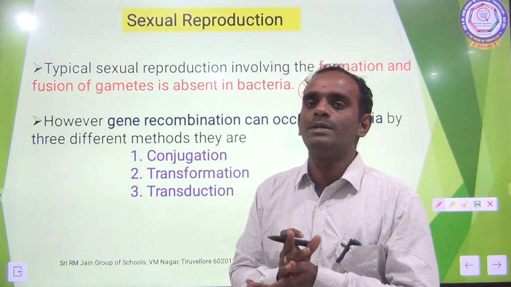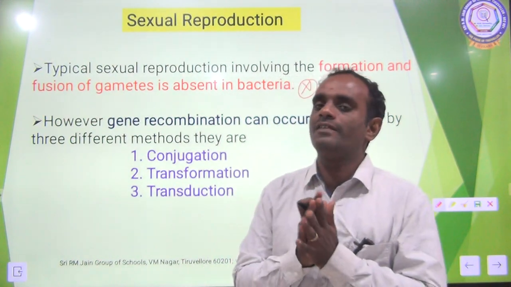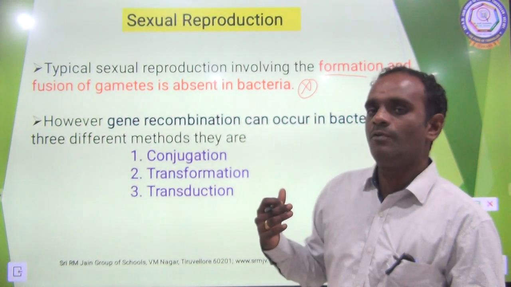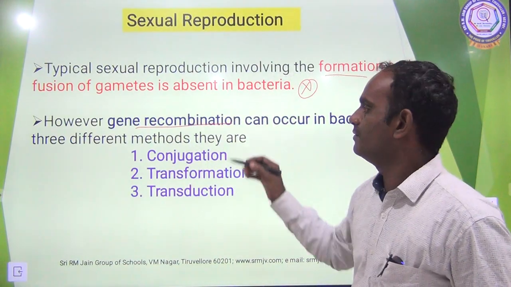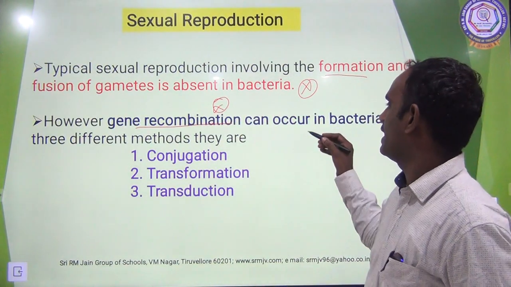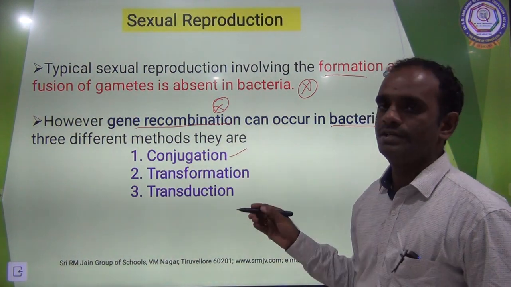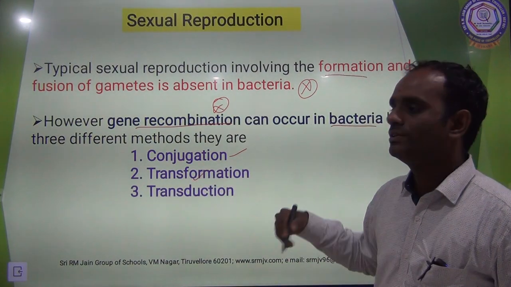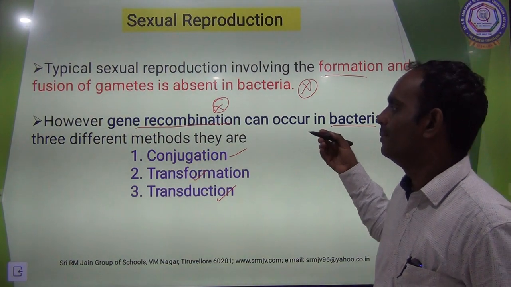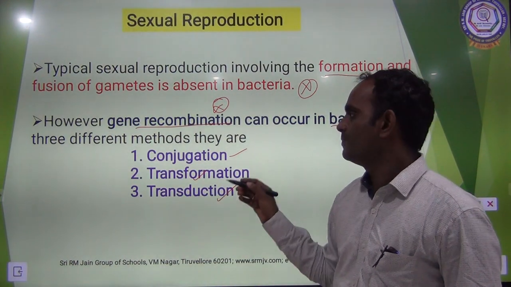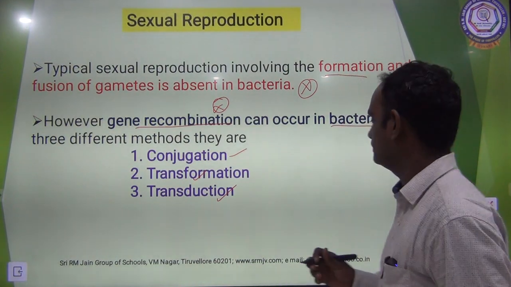But in bacteria, these two mechanisms, formation of gametes and fusion of gametes, are both absent. But one peculiar thing is happening here. However, gene recombination, very very important, can occur in bacteria by three different methods. They are conjugation, transformation, and transduction. So the first one is conjugation, second is transformation, and third is transduction.